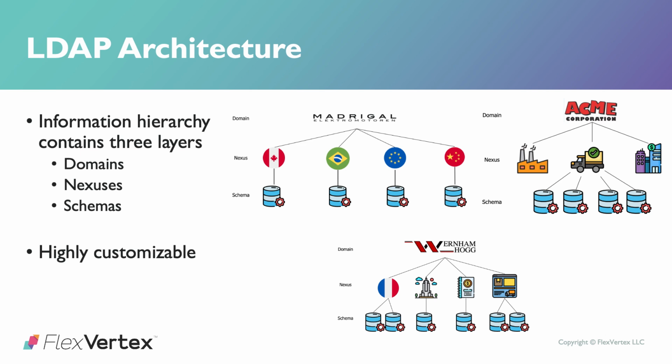Domains represent either an organization if you're operating within a single enterprise, or can be assigned to different customers if you're building a multi-tenant software as a service solution. Nexuses reside beneath a domain. These are primarily used for subdomain organizations. For example, for regions, there could be nexuses for North America, Asia, Europe, Africa, and so on. If you prefer, you could establish functional nexuses like manufacturing, sales, and finance.